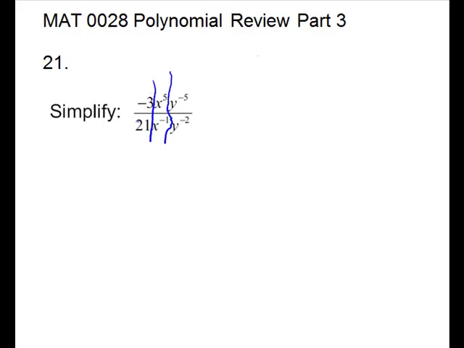For our numbers, we will do plain old reduce. We only have one negative. That's odd, so it will be negative. A common factor of 3. So 3 will go into 3 one time, and 3 into 21 will go 7.